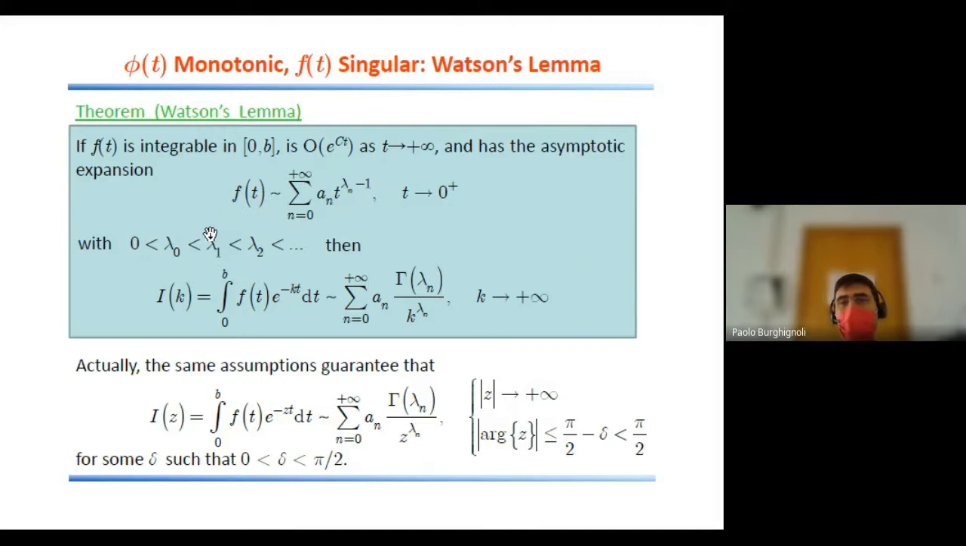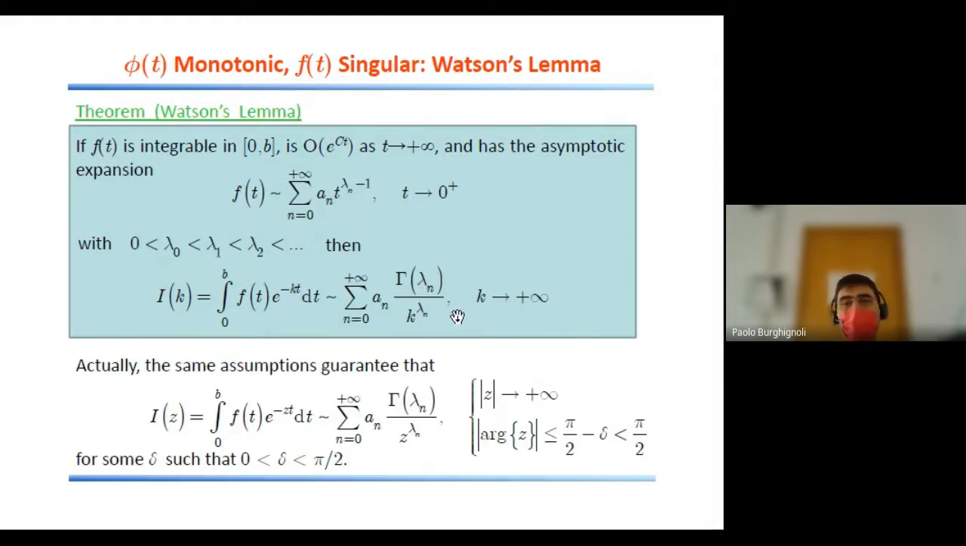where those lambda values monotonically increase in order. So we have that lambda 0 is strictly positive and is strictly less than lambda 1, which is strictly less than lambda 2, and so on. Then under these conditions, the Laplace type integral I of k can be approximated asymptotically in terms of an infinite asymptotic expansion in inverse powers of k, where the exponents of k are given by the lambda n numbers. The a sub n coefficients are still there, but in addition we have the gamma function evaluated at lambda n.